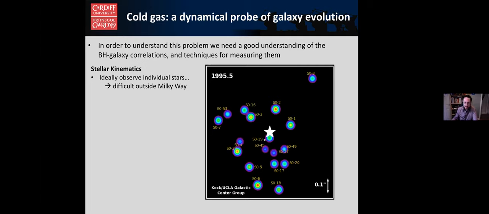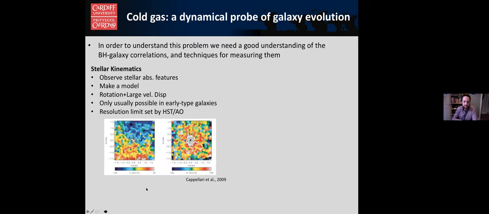That's wonderful, but it's only really possible in the Milky Way because we don't have the resolution to do this anywhere else. So what people typically do instead is they use integrated stellar kinematics. So they take something like an integral field unit. This is the spectrograph where you get a spectrum for every pixel.